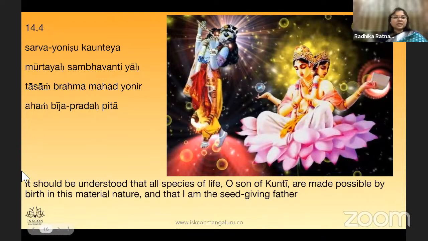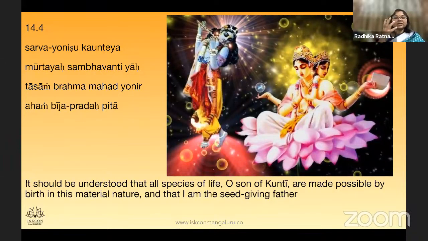Sarva-yonishu kaunteya murtayah sambhavanti yah, tasam brahma mahad yonir aham bija-pradah pita. So it should be understood that all species of life, O son of Kunti, are made possible by birth in this material nature, and that I am the seed-giving father. We say the parents, but the ability to produce the child, the energy to produce the child, and that fertility, everything, again, the material is made up of Krishna.